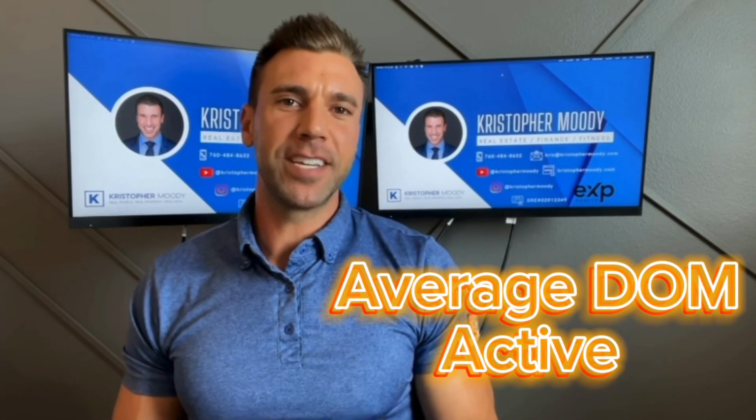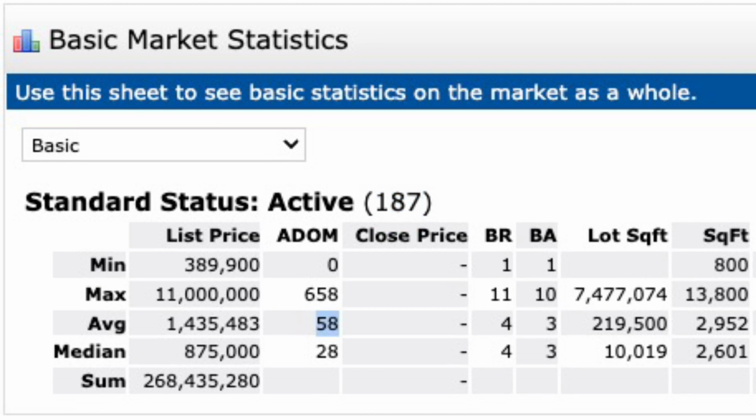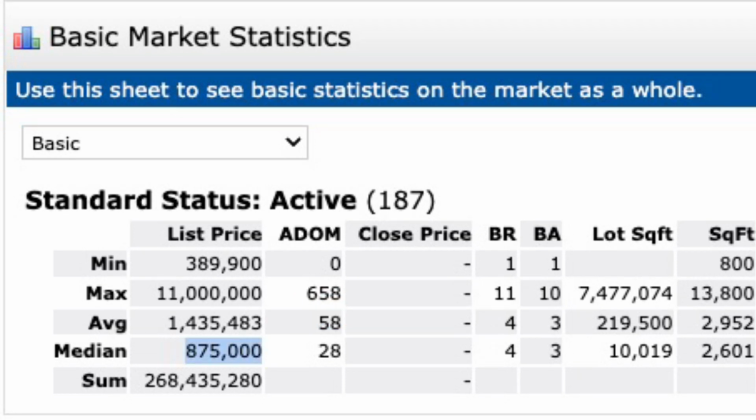Now for average days on market for active listings. If we look at Temecula, we are seeing a total of 180 active listings with an average days on market of 60 days. For those 180 listings, look at the price.